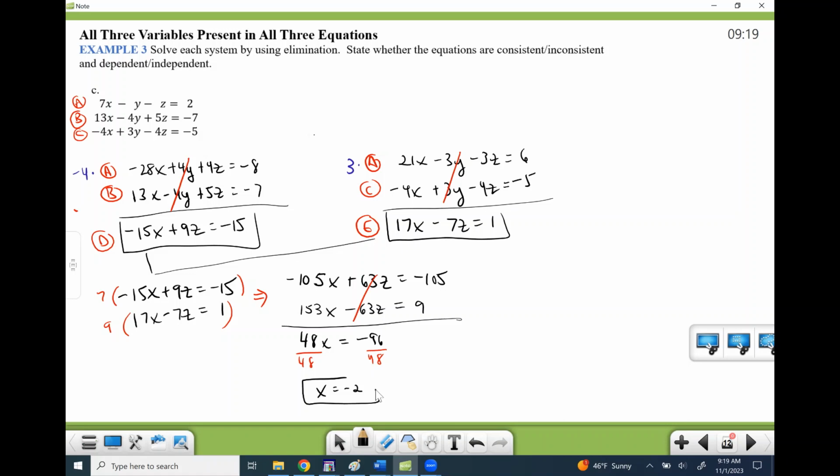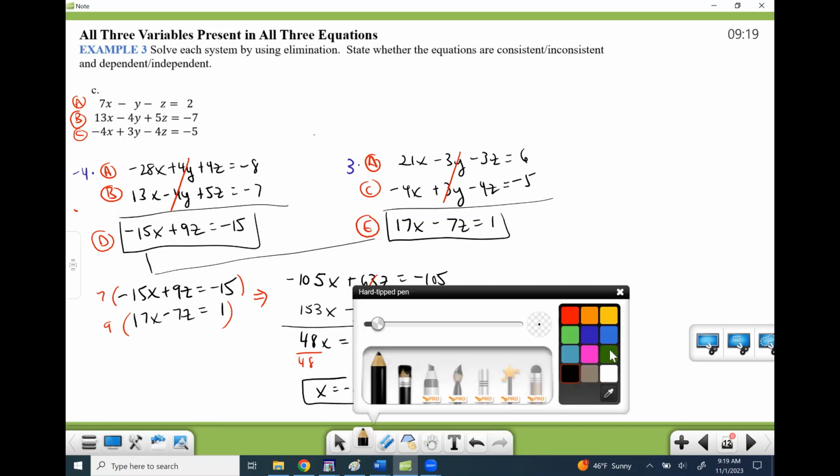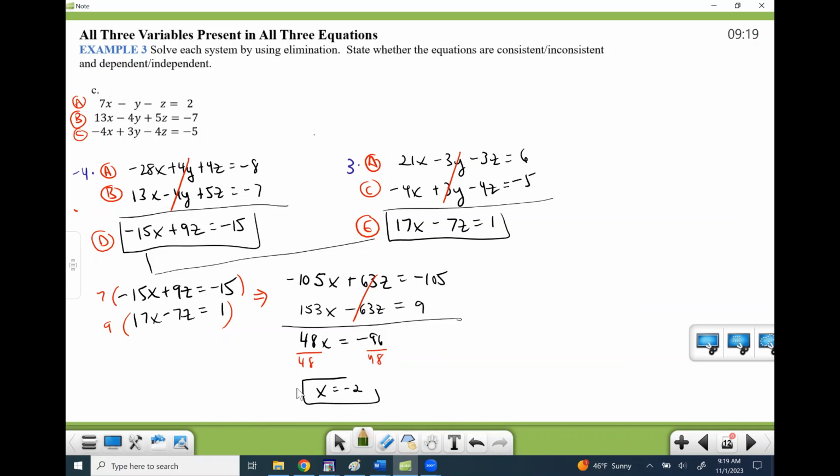Now we go back to one of the boxed equations. We cannot go back to the beginning. Okay, so let's say that we substitute it in. It doesn't really matter. They both look equally hard. But let's say that we substitute it in right there. So then that's going to give us 17 times negative 2. You know what? I'm going to write it up at the top because we're going to have to do some work to get the y also.